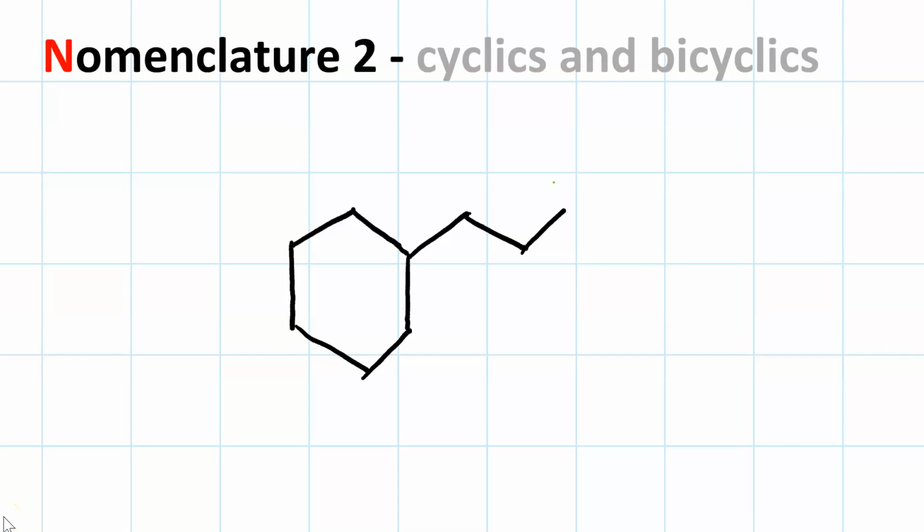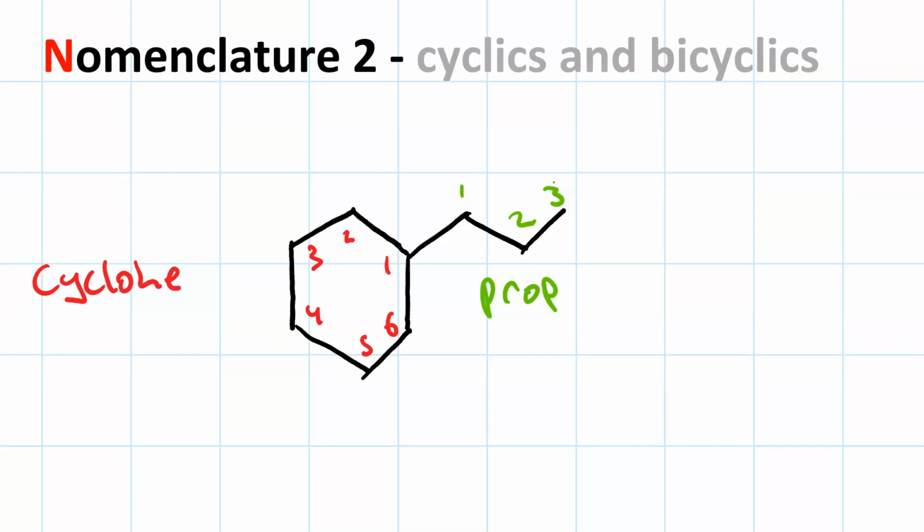Nomenclature 2. Cyclic and bicyclic compounds. Have a look at what we've got here. It's got a cyclic portion with 6 carbons and an acyclic portion with 3 carbons. 3 carbons is prop, 6 carbons is hex, but since it's cyclic, it's cyclohex.